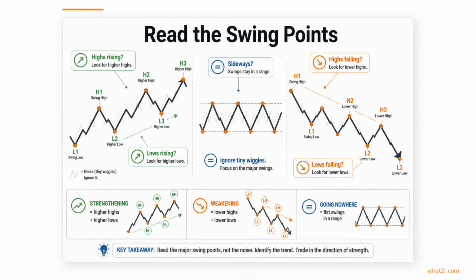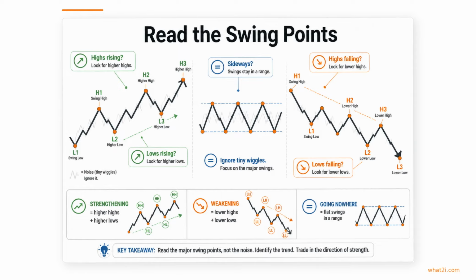To read a trend, start by marking the major swing points rather than every tiny fluctuation. Ask whether the recent highs are rising or falling, and then ask the same question about the lows. If both are rising, the market is generally strengthening. If both are falling, it is weakening. If neither side is making progress and swings stay contained, the market is probably range-bound. Ignoring minor noise helps you focus on the structure that actually matters, because trend analysis works best when you simplify the chart down to its clearest turning points.